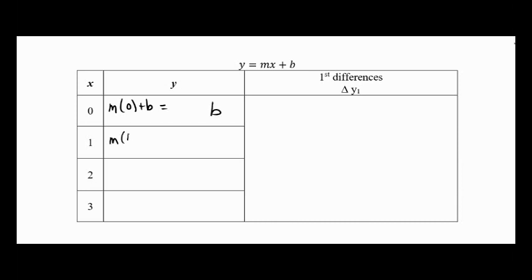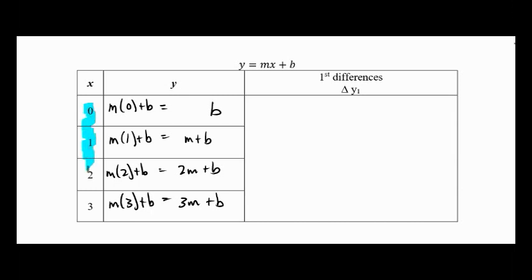m times 1 plus b is m plus b. m times 2 plus b is 2m plus b. m times 3 plus b. So see what we did here? This is just, again, what you do in grade 9. We take the values of x and we plug them in for x to determine what y is. This is a simple skill, but this is a powerful skill. You have an equation, you are given some values in that equation, maybe not all of them, but some of them, and you can plug in and see what happens.